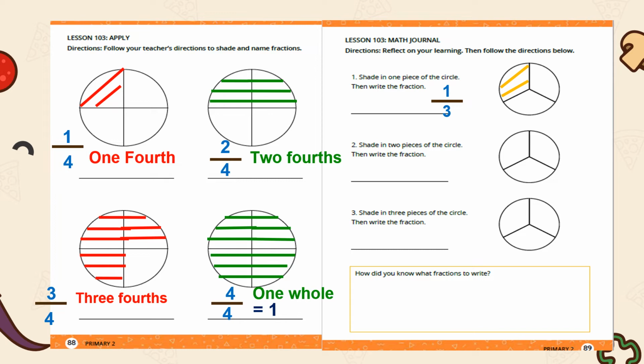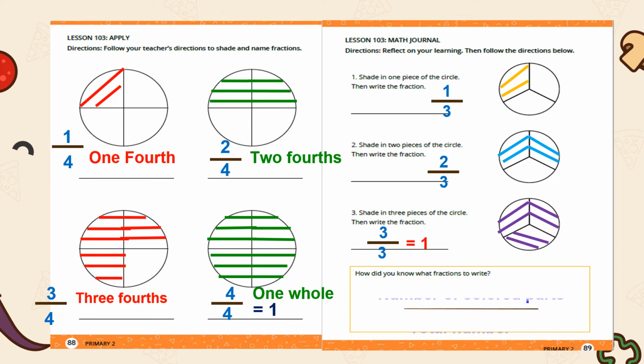The name of the fraction is 1/3. Number 2, shade 2 pieces. We are going to shade. So the numerator is 2 and the denominator is 3. 2/3. Number 3, shade 3 pieces. We are going to shade 3 pieces. So the numerator is 3/3, equals 1. How do you know what fractions to write? We said before that the rule of the fraction is the number of colored parts over the total number.